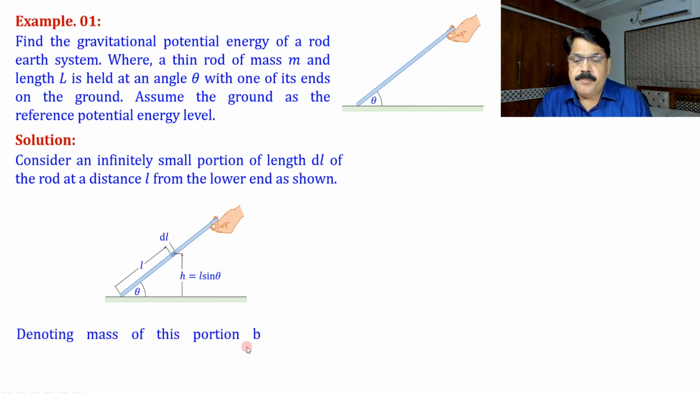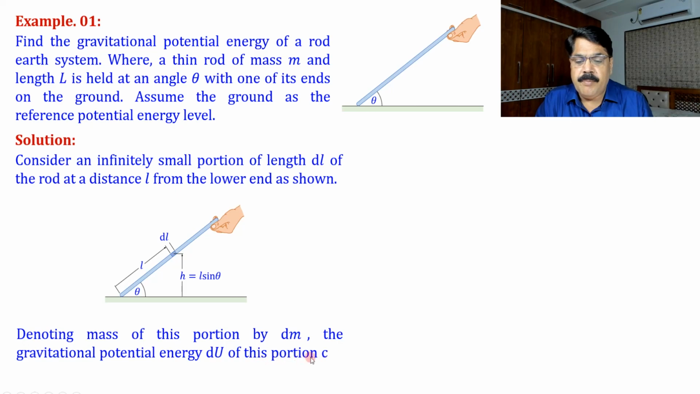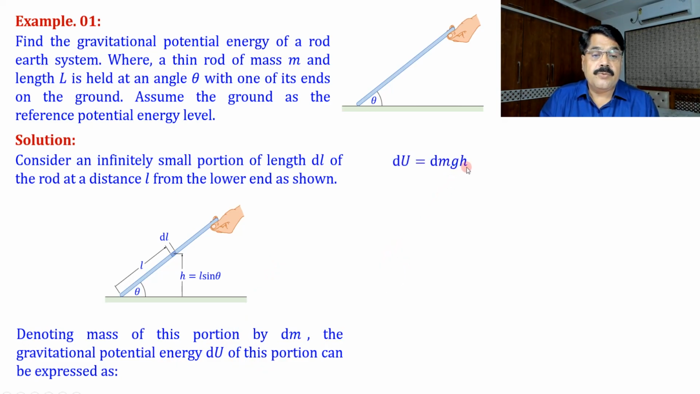Denoting the mass of this portion by dm, the gravitational potential energy dU of this portion can be expressed as, when saying dU of this portion, what does it mean? It is dU of this portion and earth system. So again, we assume a ball at height h, where the potential energy was 0. If this particle was lifted from here to here, the change in potential energy is dm g h. So dU will be dm g h. Now this is the potential energy of interaction between this particle and Earth.